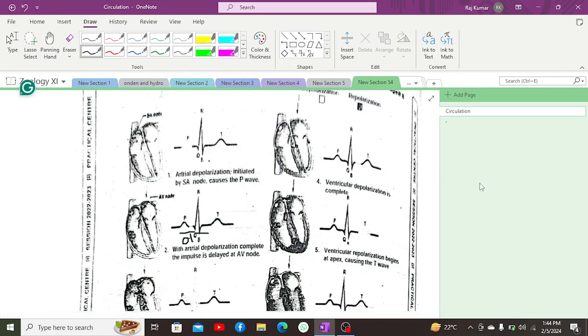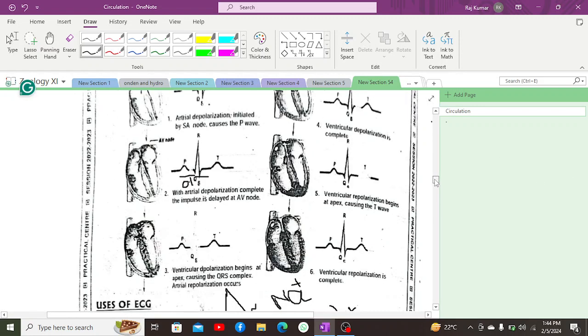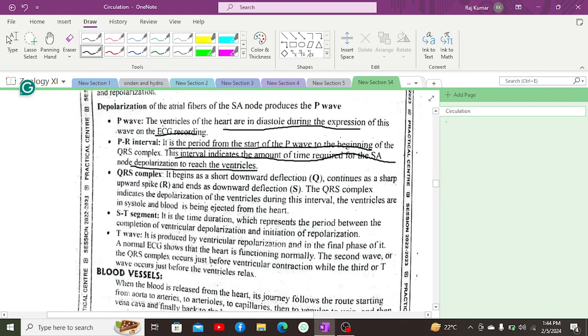This is the period which is before the ventricular systole, and it begins as a short downward deflection, the Q wave, continues as a sharp upward spike, and ends as a downward deflection.